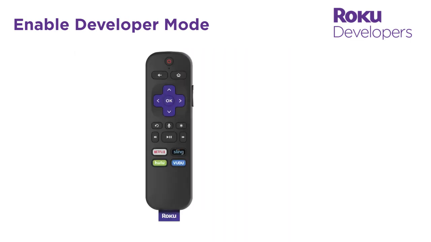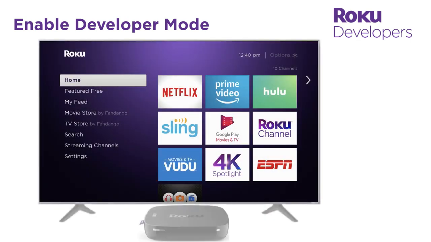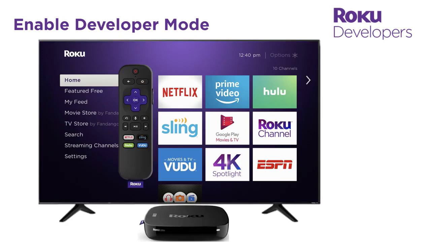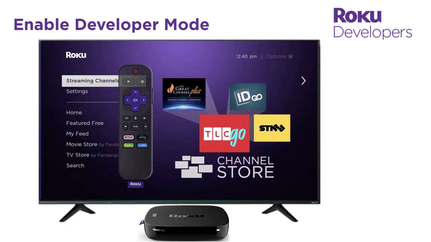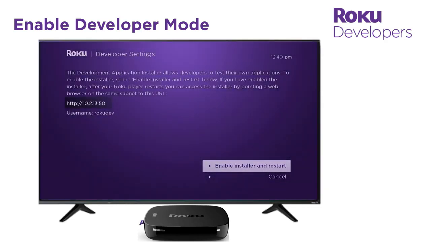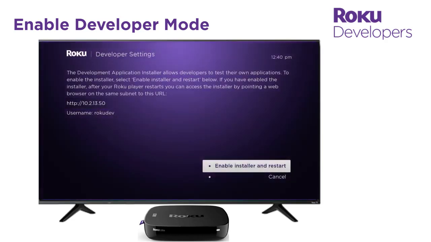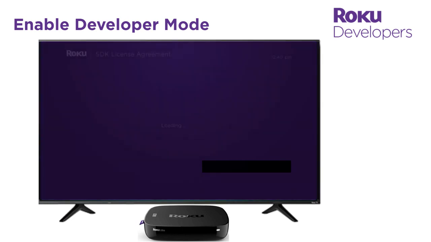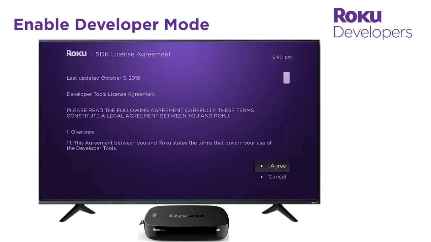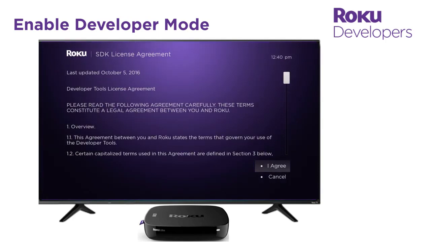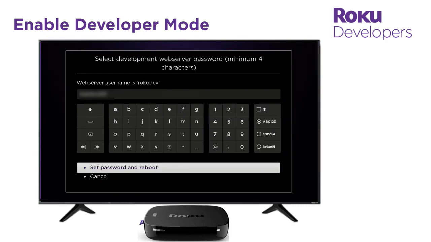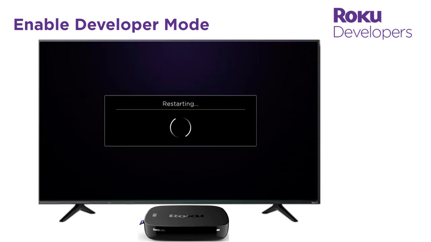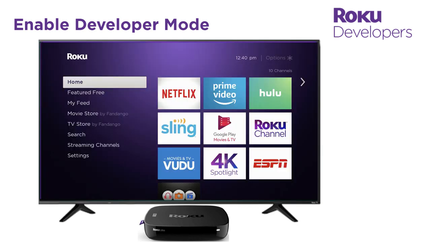To do this, use your Roku Remote or Roku Remote app and press home 3 times, up twice, and then right, left, right, left, right. Write down the URL of your Roku device that is displayed on the screen, and then enable the Development Application Installer. Read and accept the Developer Tools License Agreement, which enables you to build custom channels with the Roku SDK and other developer tools. Enter a case-sensitive password for your Roku device. Once you submit this password, your Roku device reboots. When the device finishes rebooting, it is activated in developer mode.